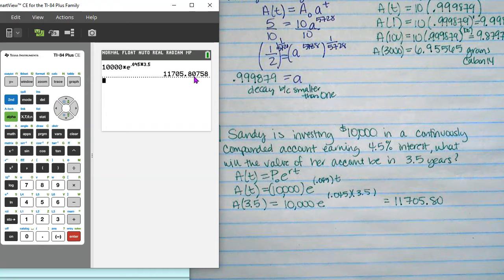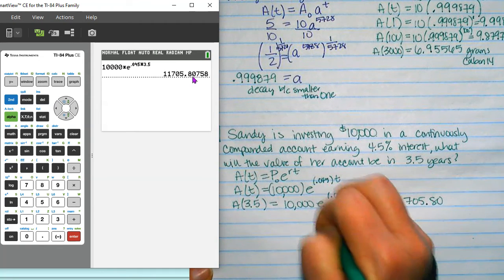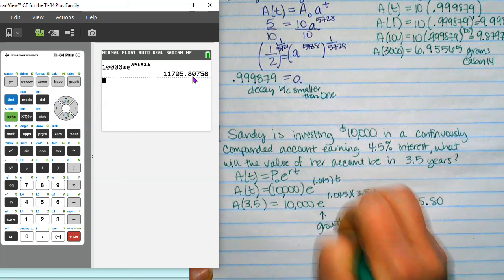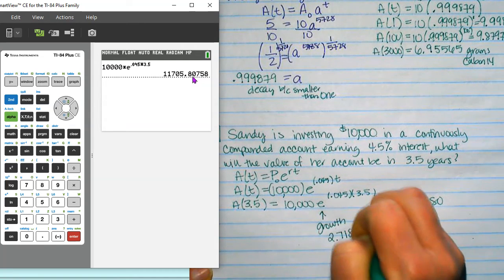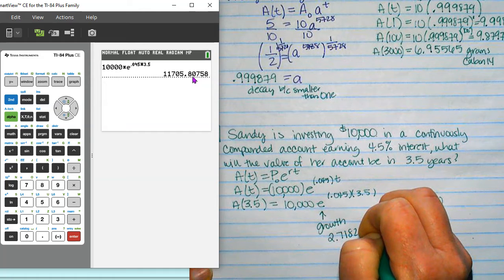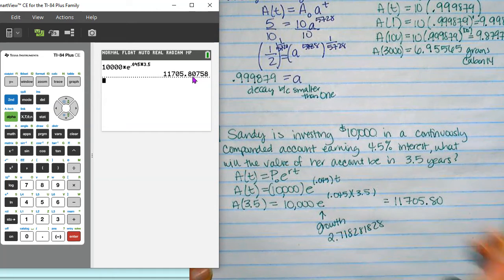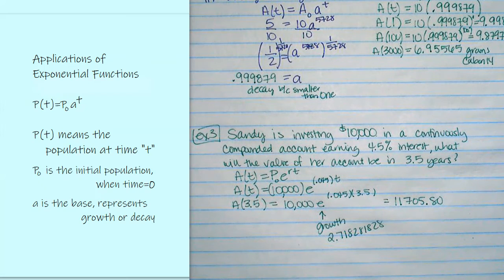So this represents growth because e is a number bigger than 1, 2.7182818. And there you go. All right, you have some practice problems to work on for this.